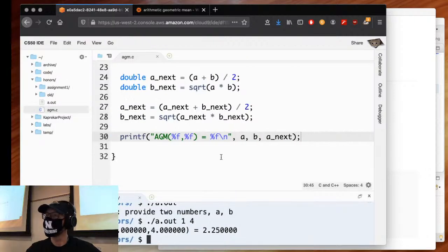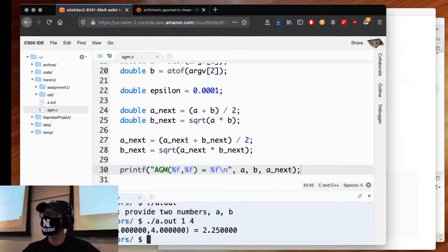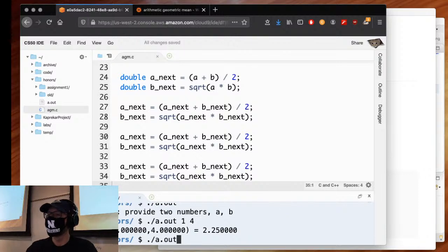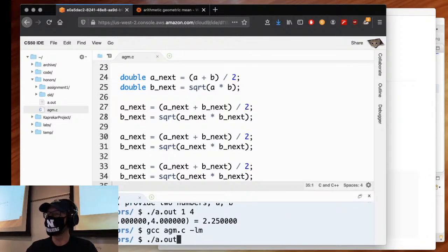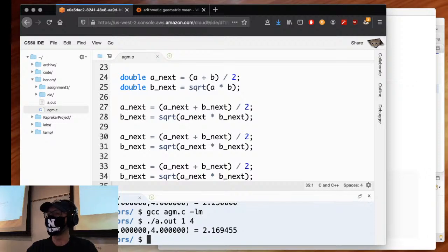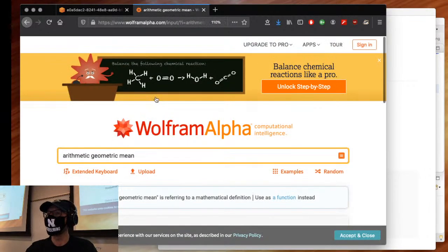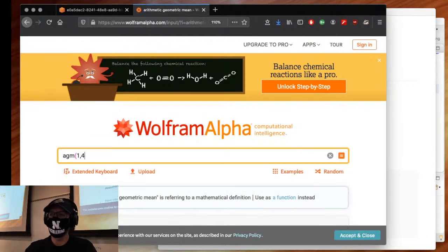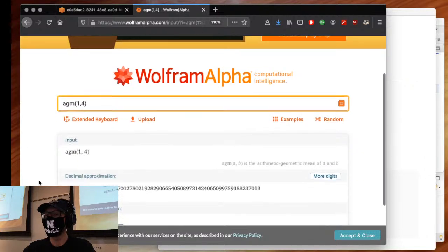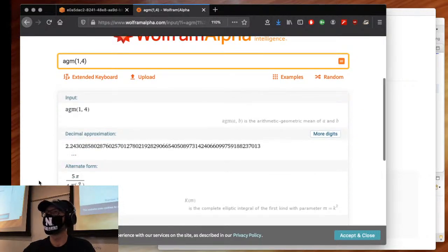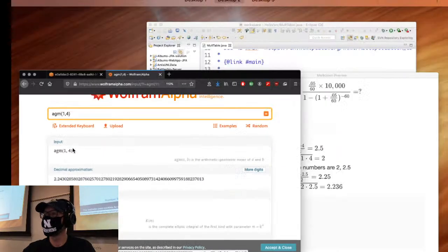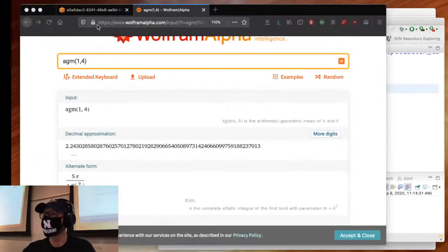Get rid of this, more real estate. There we go. So how do I codify? This is just 2 iterations here. Well, I could go ahead and go with 3 iterations, 4 iterations, right? But I'm just doing the same thing over and over again, right? 2.16, right? In fact, we can make sure what is the arithmetic geometric mean of AGM of 1 and 4. Hopefully it supports it over here. 2.24, right? That's the decimal approximation of the AGM of those. So we're getting there.